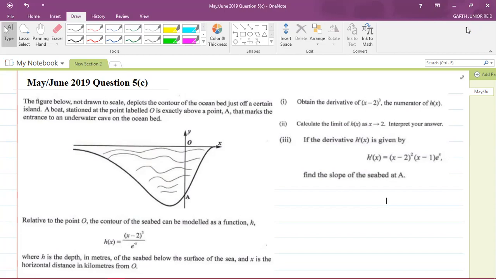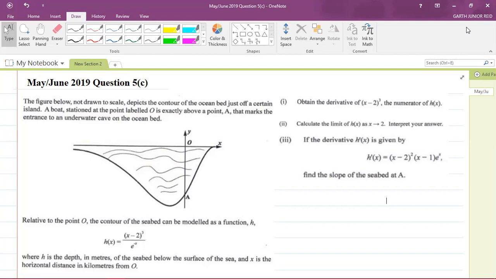The question says the figure below, not drawn to scale, depicts the contour of the ocean bed just off a certain island. A boat stationed at the point labeled O is exactly above a point A, which marks the entrance to an underwater cave at the ocean bed. Relative to the origin O, the contour of the seabed can be modeled as a function h of x equal to (x minus 2) all cubed divided by e to the power of minus x, where h is the depth in meters of the seabed below the surface of the sea, and x is the horizontal distance in kilometers from O.